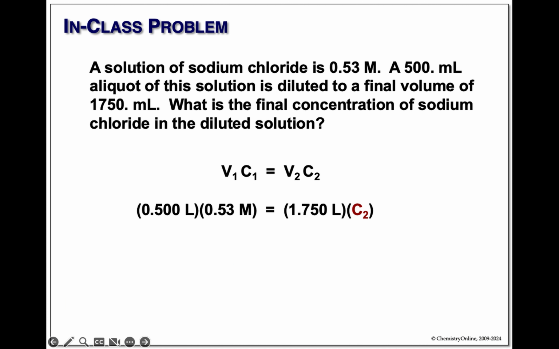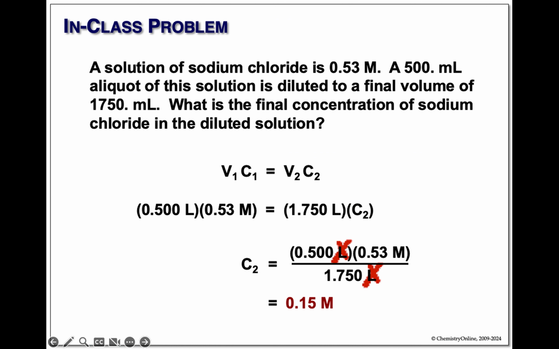Concentration times volume, concentration times volume. Divide this by volume. 0.5 times 0.53, liters cancel. Divide by 1.75. Our final solution, the concentration is 0.15 molar. That's simple. Yet another formula to write on your card though. V1, C1, V2, C2. It's different on the tutorial.